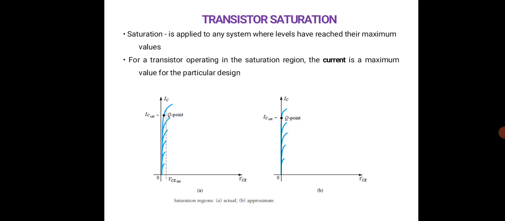So what is transistor saturation? It is when applied to any system where levels have reached their maximum value. So for a transistor, if it is operating in the saturation region, the current is at a maximum value for a particular design. Here you could see what is the actual Q point and what is the approximate Q point, which is drawn in two graphs.